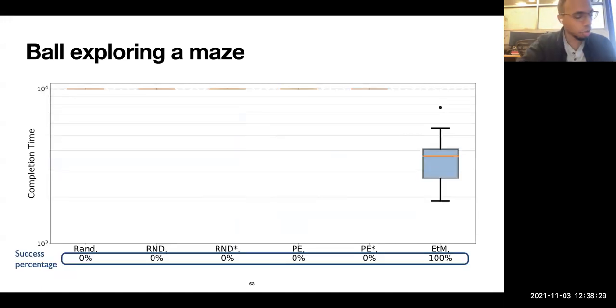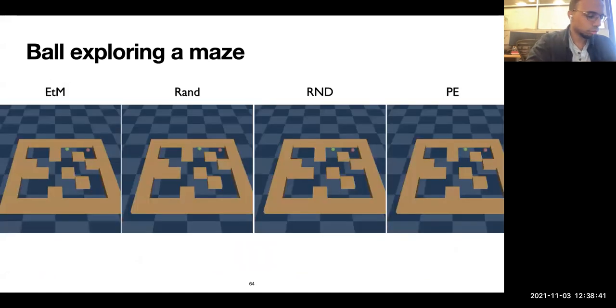Now you can see a huge difference. None of these methods, neither random controls nor any of these state-of-the-art model-free methods, can explore the maze, while Escape the Maze can explore it 100% of the time. We can actually view these methods in action. Here on the left, you can see Escape the Maze. Again, the ball moves much more quickly, covers large swaths of land, and does this, I would argue, somewhat trivially.